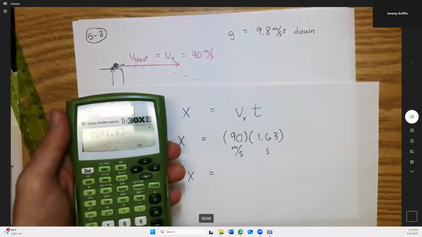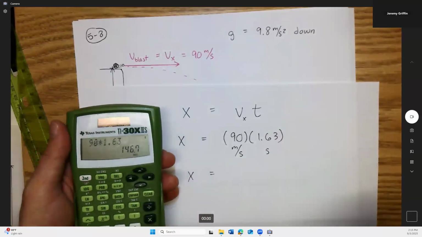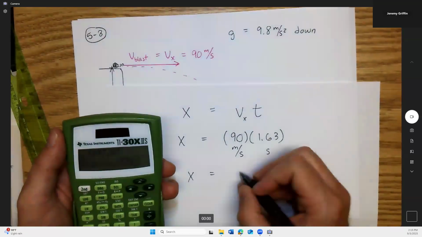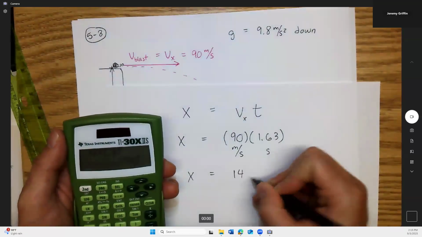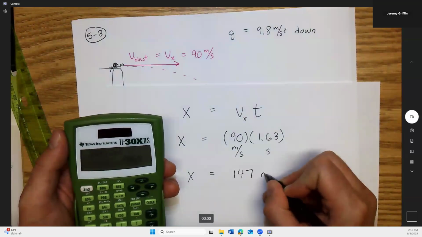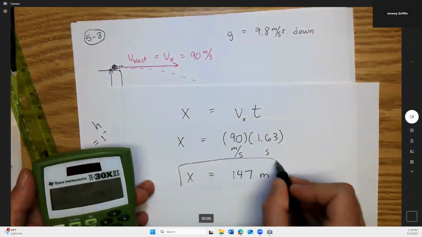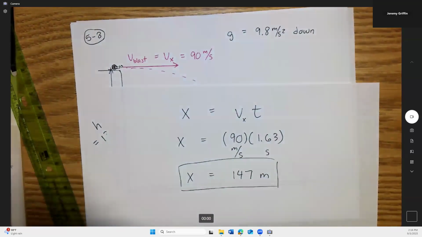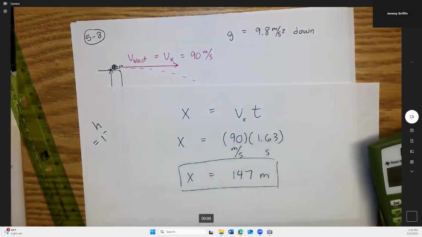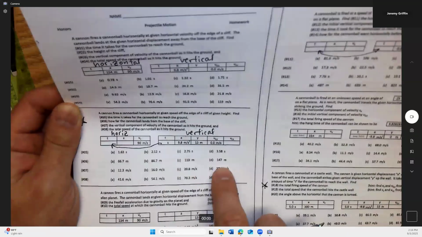Did we just round up? Yeah, you have to round at some point. So mine's at 146 point something. Yeah, that rounds to 147 meters. I guess you should round to the nearest meter. So that's all I could fit on the page. It probably makes sense anyway. Nearest meter. Yeah, I see an answer choice right here.